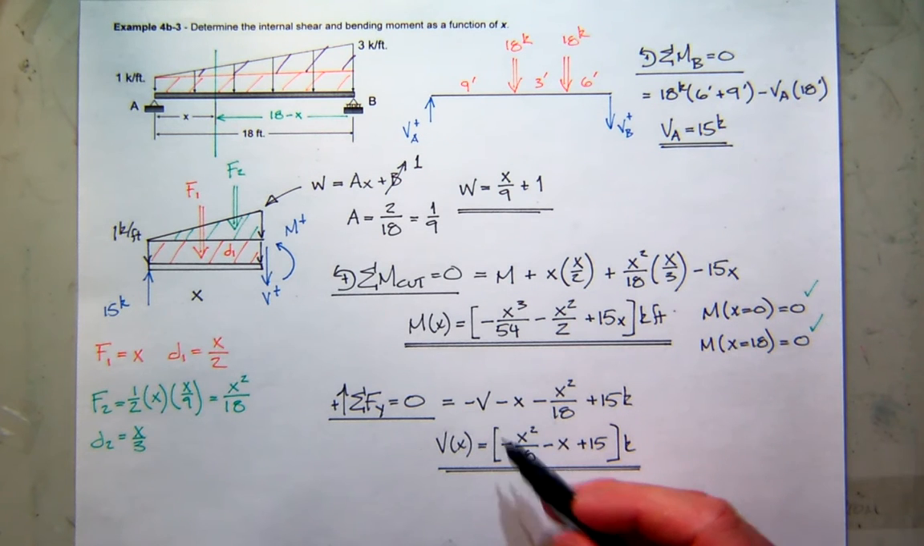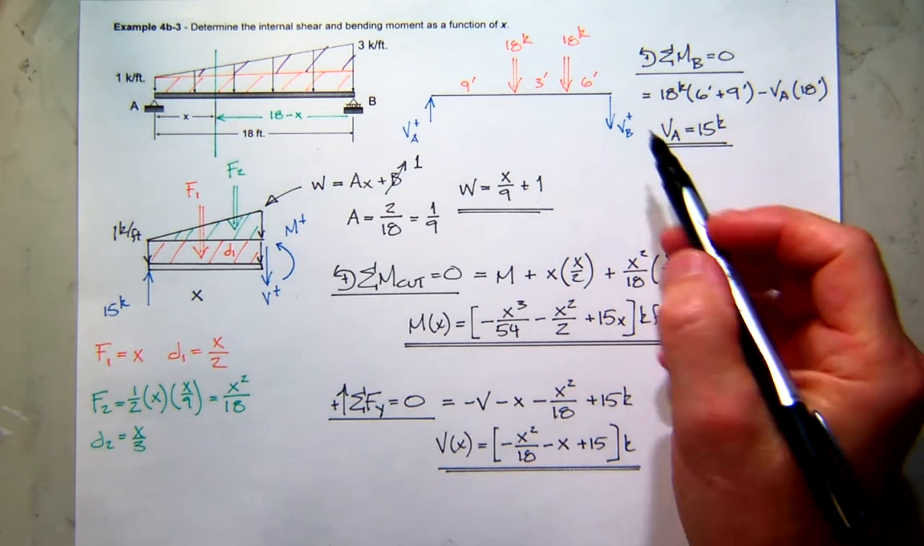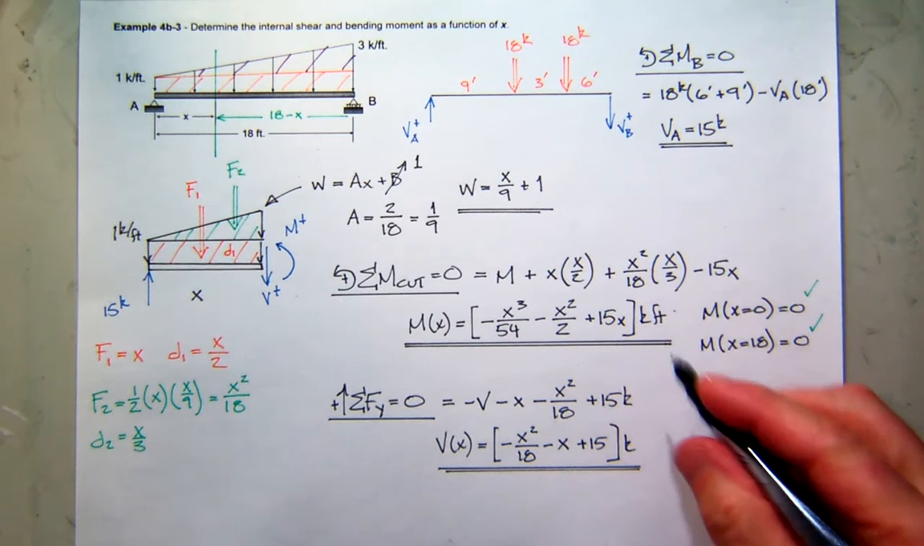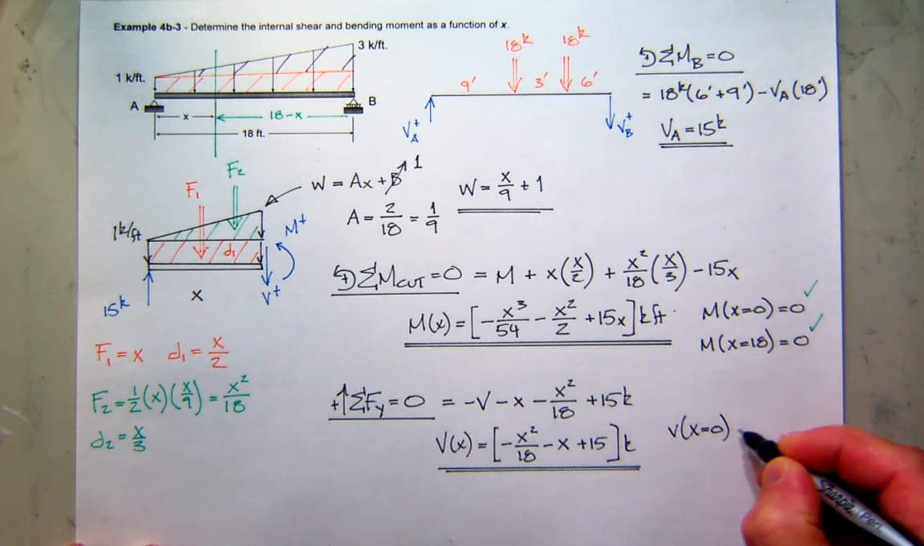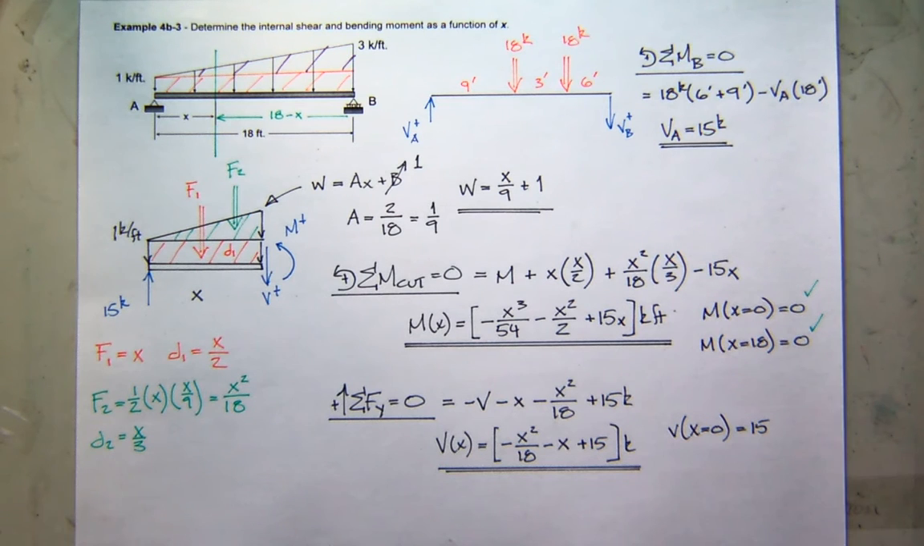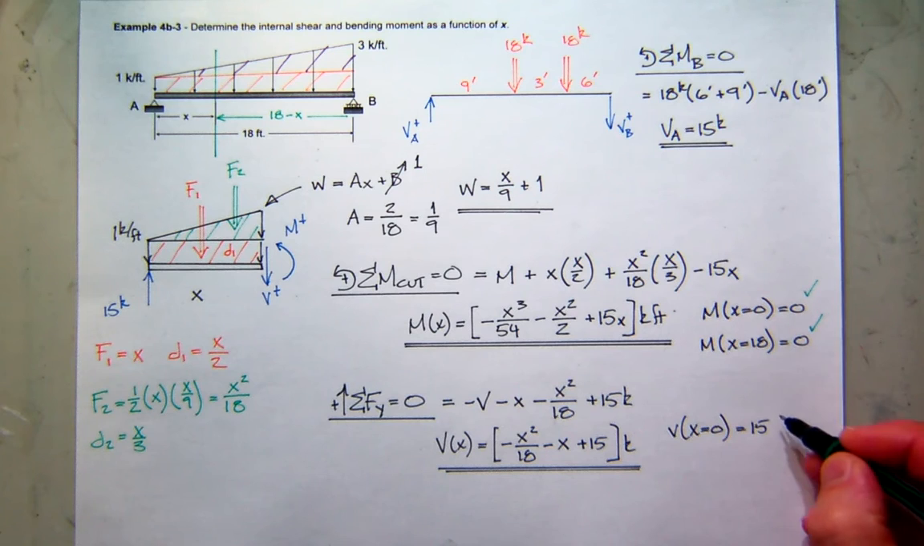Now what do we know about the shear? Do we know the shear force anywhere? Yeah, we solved for it. So we know that the shear at x equals 0 should be 15. And that's an easy one. Put in x equals 0, you get 15.